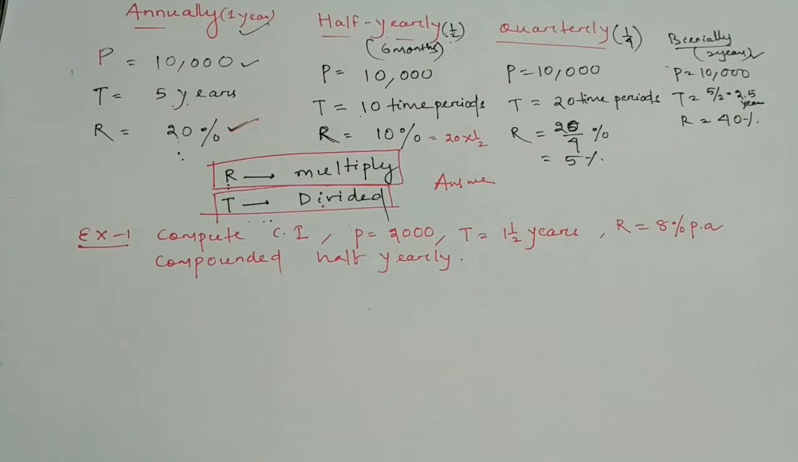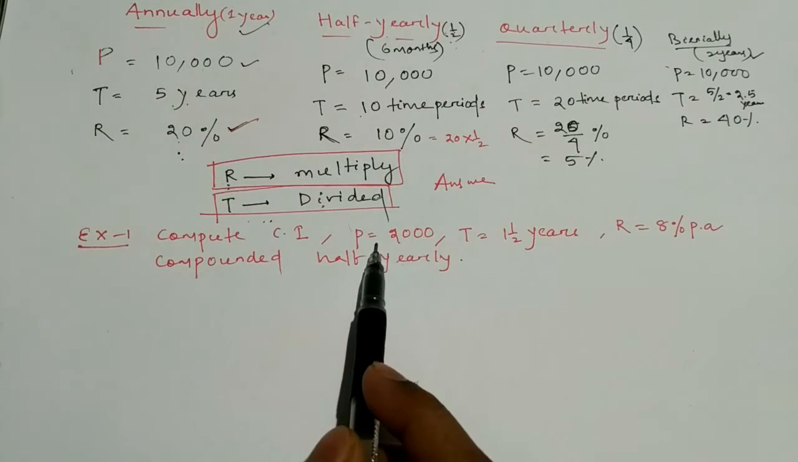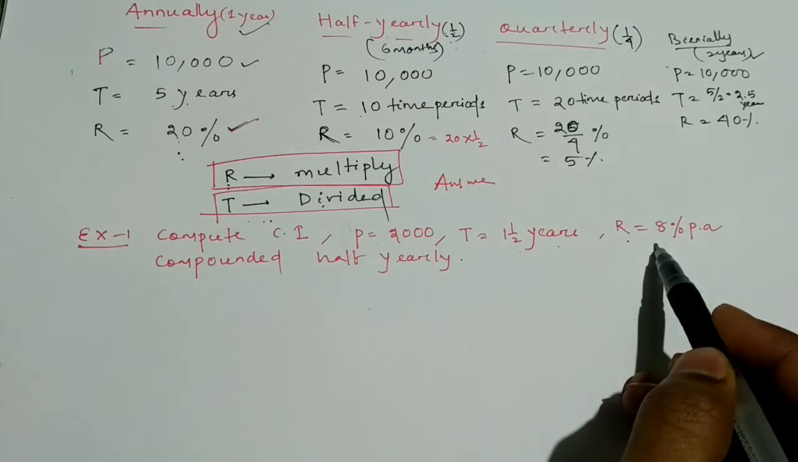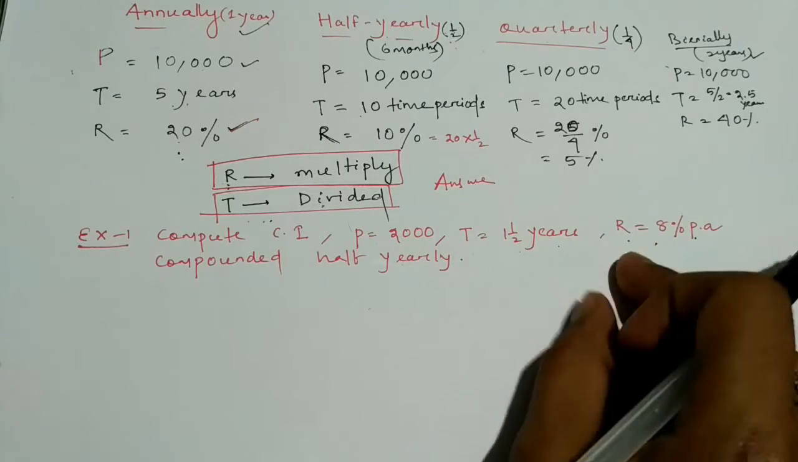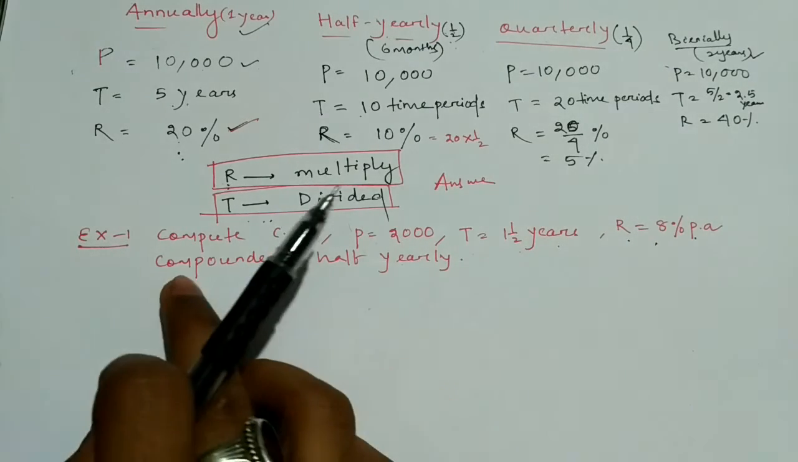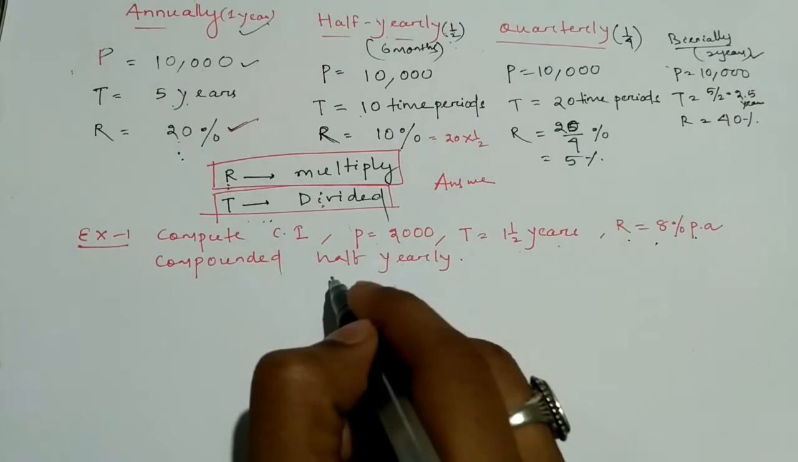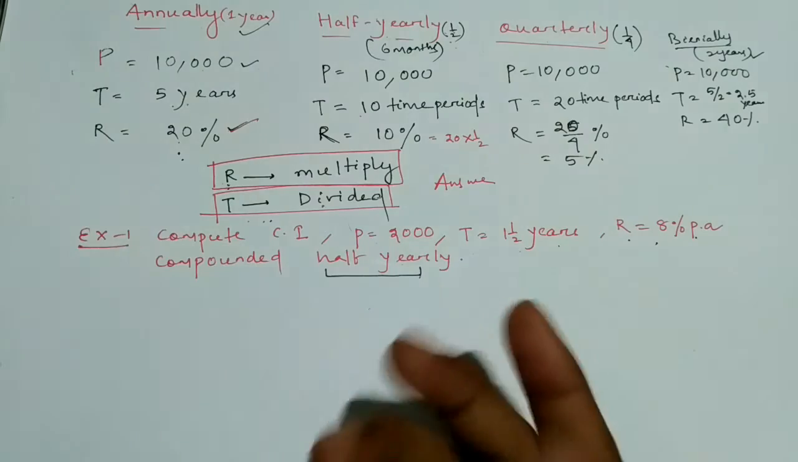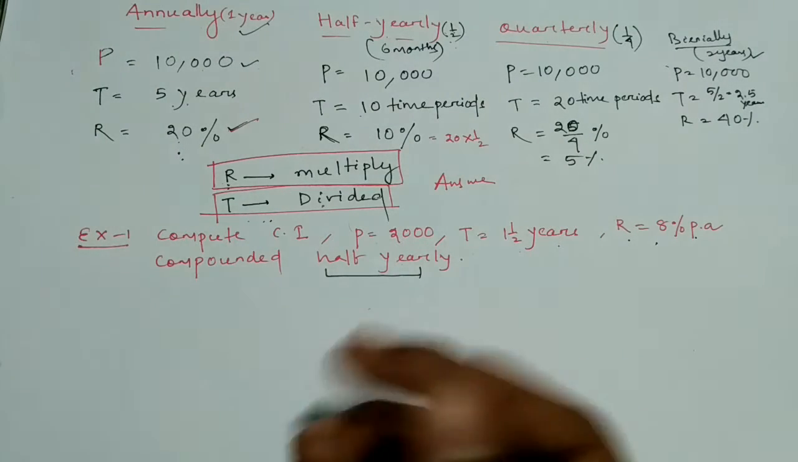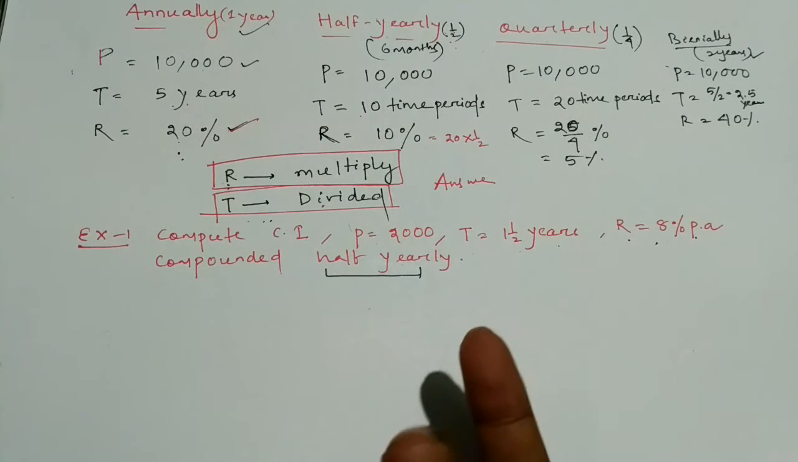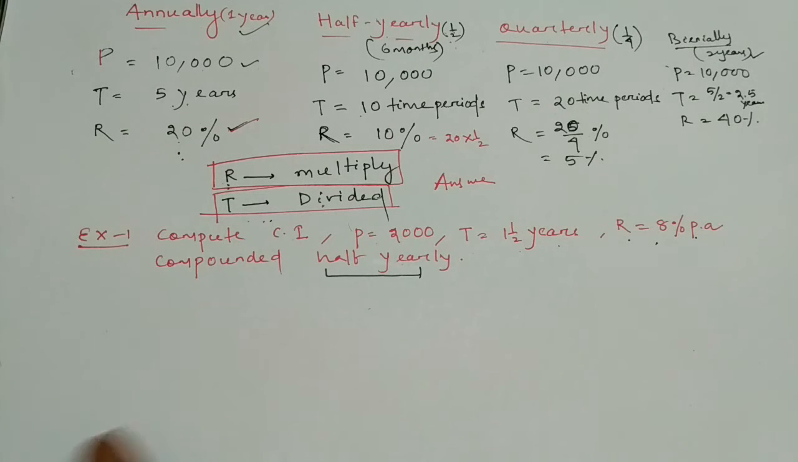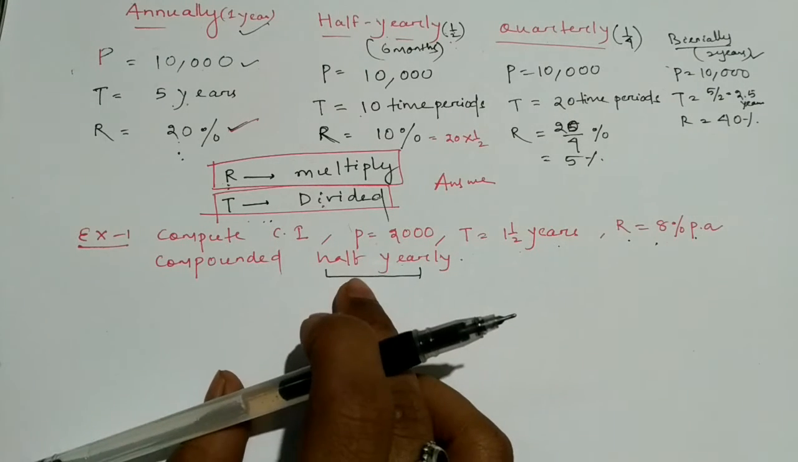It says that the principal is 2000 rupees, time is 1.5 years, and the rate of interest is 8% per annum. Note it. We have to compound it half yearly. If it said compounded annually, then we would just put the formula: amount will be P whole 1 plus r by 100 to the power t. I already discussed this in the previous parts, but this one is half yearly.